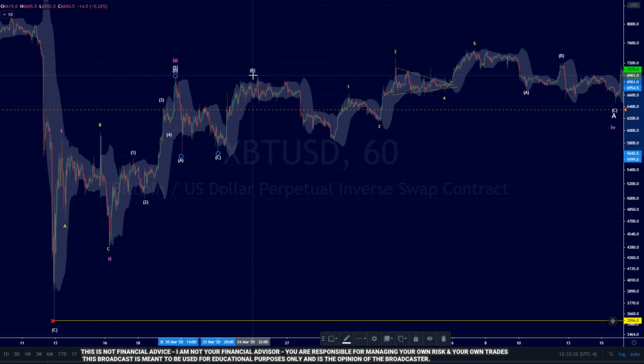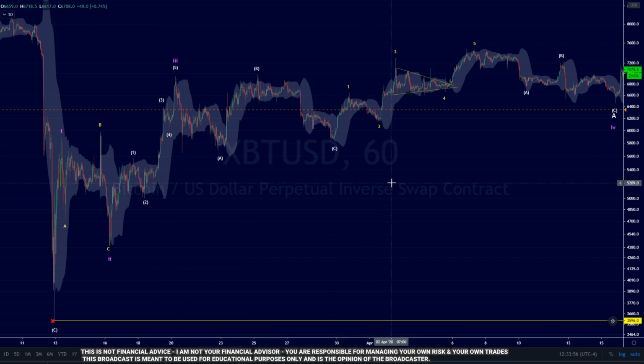I'm thinking more along the lines of it looking like this instead, where we have an A, B, C into the A, B, C into the B, and then an A, B, C, or this could be counted as a 1, 2, 3, 4, 5, where this could have been a 1, 2, 3, 4, 5 into the A. So a 5, 3, 5, this would be valid.